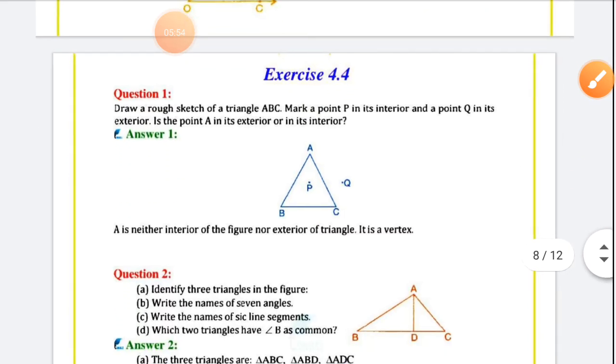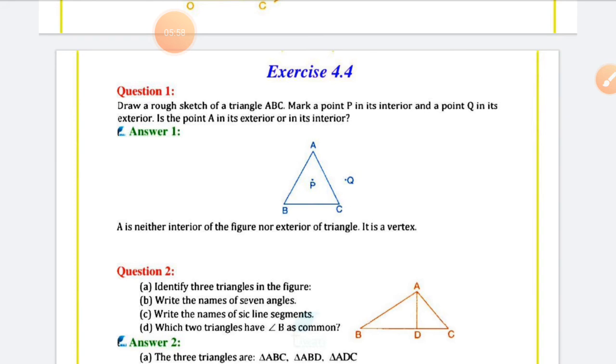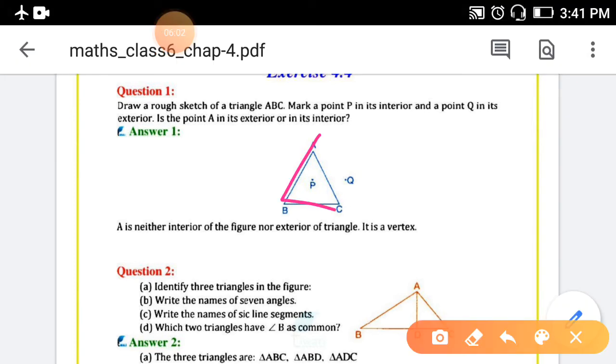Next, exercise 4.4. Question number 1. Draw a rough sketch of triangle ABC. So, triangle ABC you have to draw. Mark point P in its interior. So, inside the triangle, anywhere you have to mark point P. And point Q in its exterior. Exterior means outside. Somewhere outside you have to mark point Q.